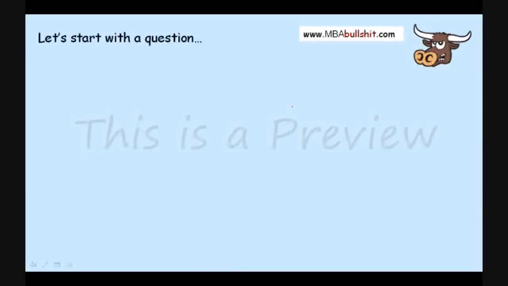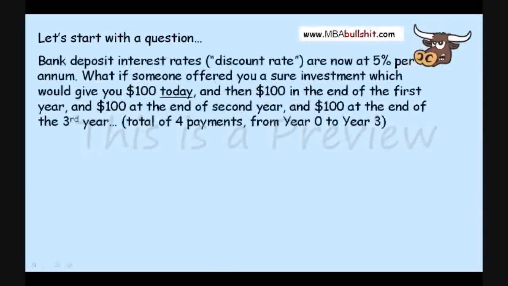Now let's start with a question, or a case or a situation if you want. Let's say that bank deposit rates right now are at 5% per annum. What if someone offered you a sure investment which would give you $100 today, and starting today, and then $100 at the end of the first year, and $100 at the end of the second year, and $100 at the end of the third year? So there are a total of 4 payments starting from year 0 until year 3.